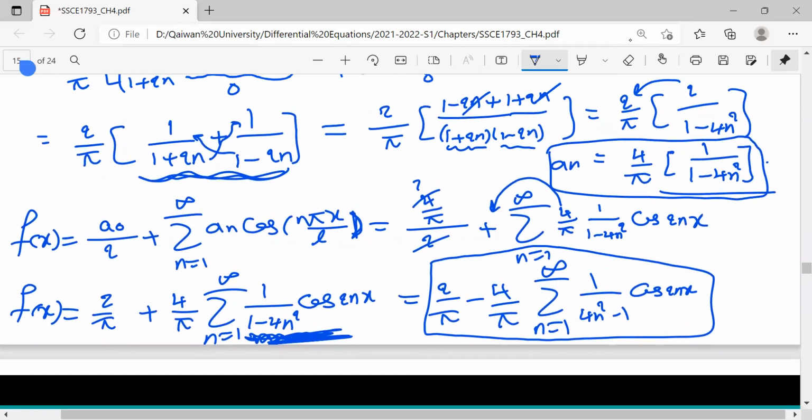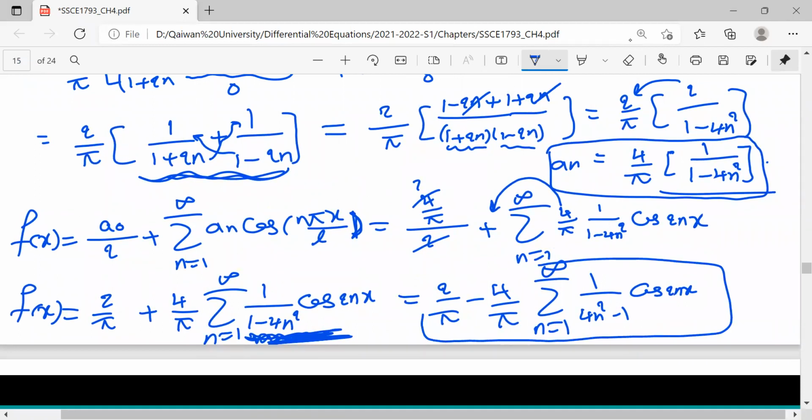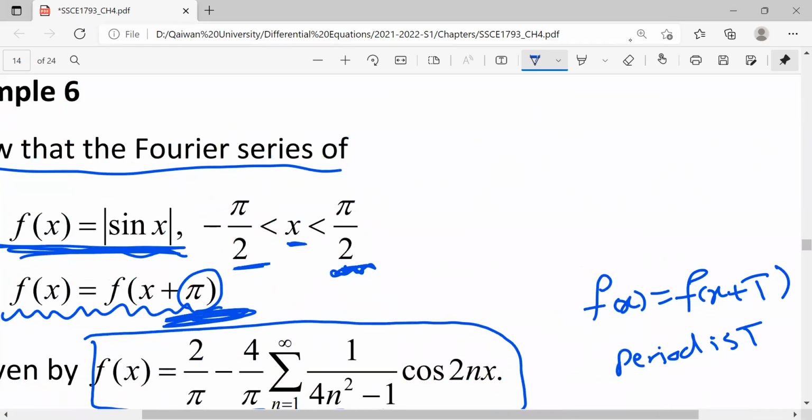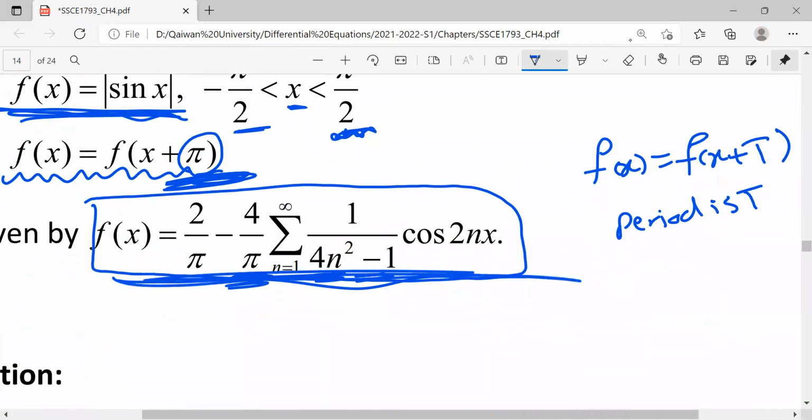Yes, n equals 1 to infinity. This is the final result. As you see, if you compare this result with the one given there, which says show that it equals this, we got the same result.